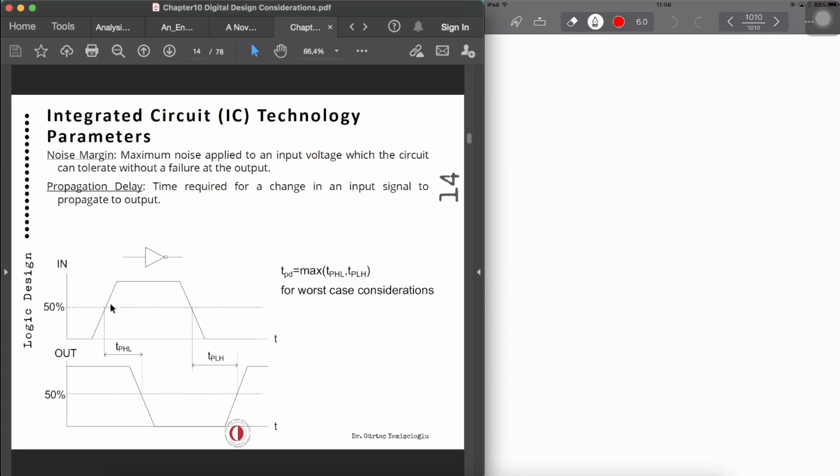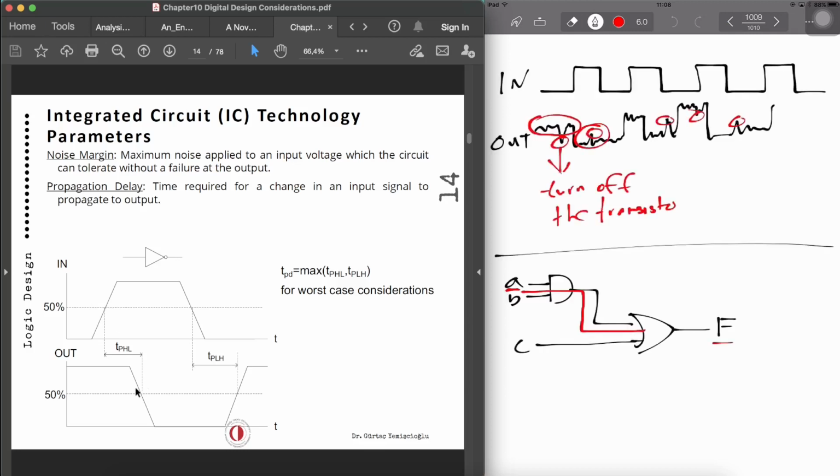When you first send the input, how long will it take to see the output? And that's what's happening here. So you send in the input signal, and how long will it take to see the reaction on the output? That's what propagation delay is.